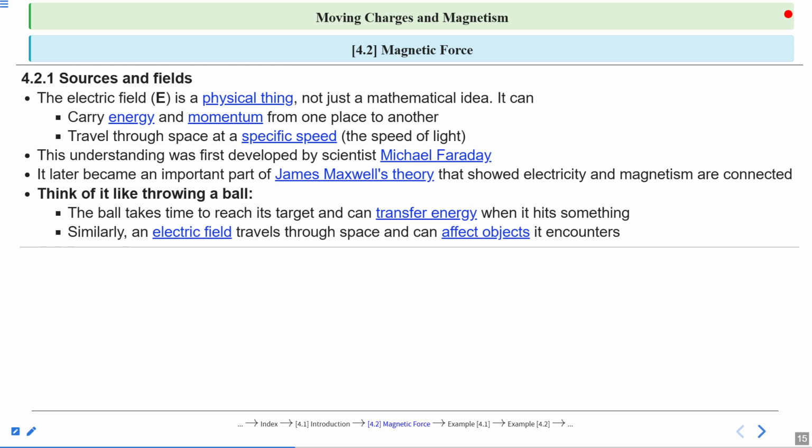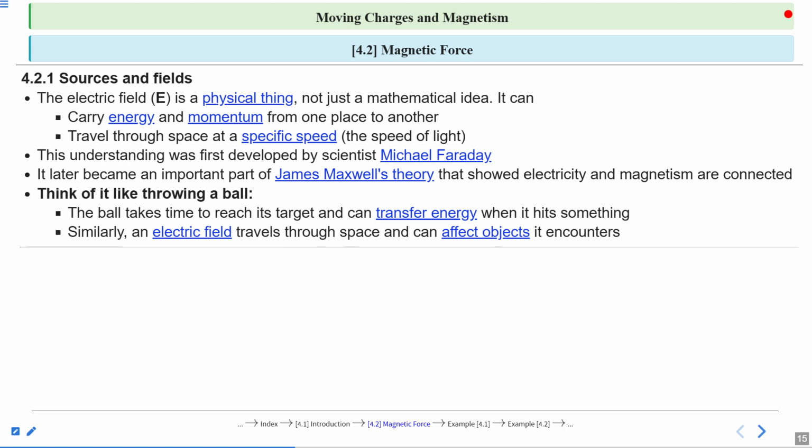Think of it like throwing a ball. The point I have mentioned is that an electric field carries energy and momentum, and it is traveling through space at a specified speed. So we are explaining this with the help of this example. Think of it like throwing a ball. The ball takes time to reach its target and can transfer energy when it hits something.